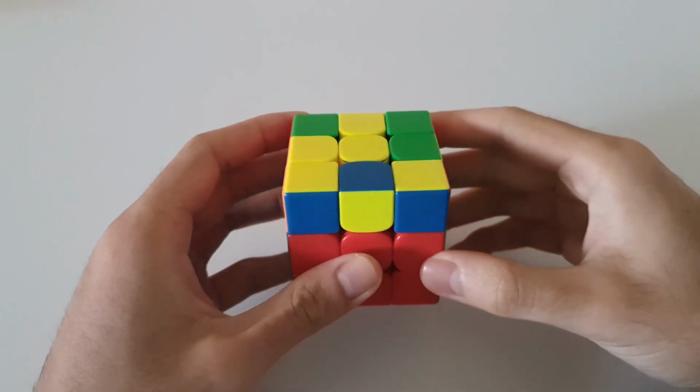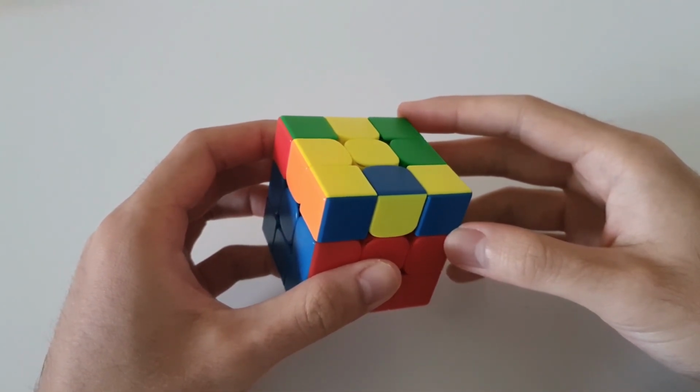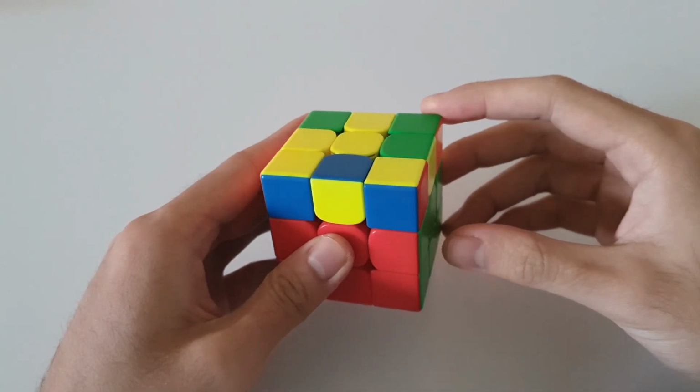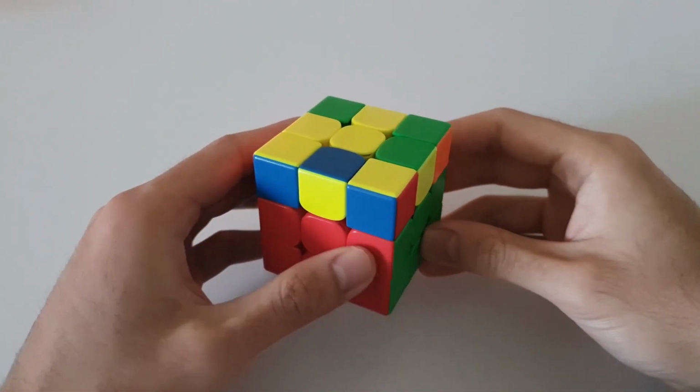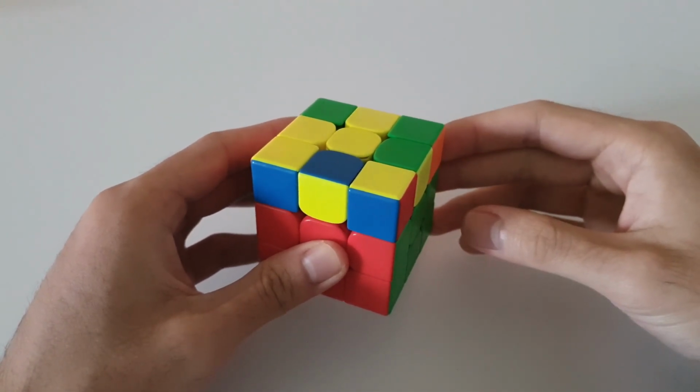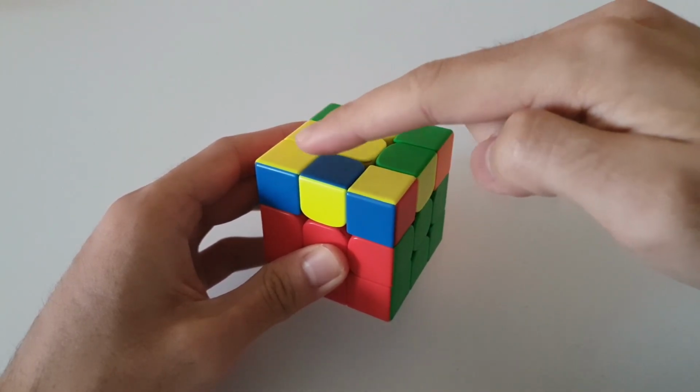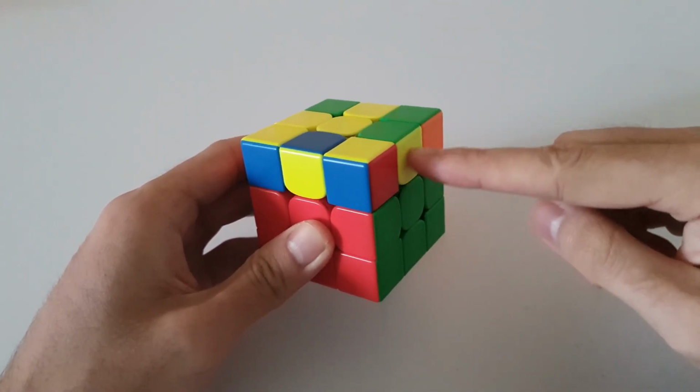Hi everyone, in this video I'll be going through the top 5 tips that will help you improve your last layer. Number 1. Two-sided OLL and PLL recognition. So starting with the OLL cases, you should be able to recognize all OLL cases by looking at the top pattern and 2 of the sides.